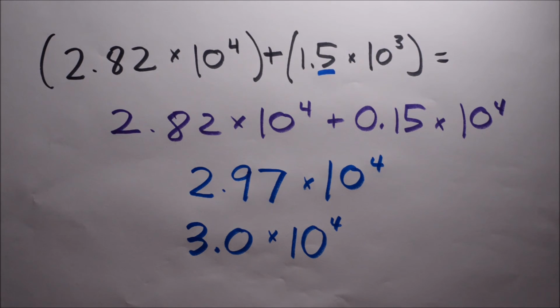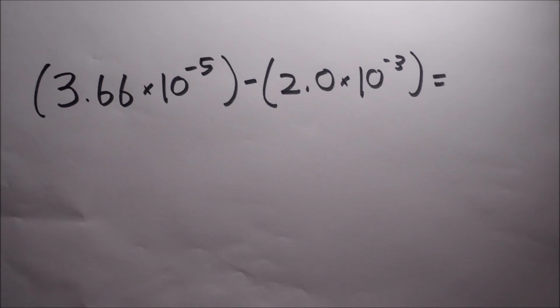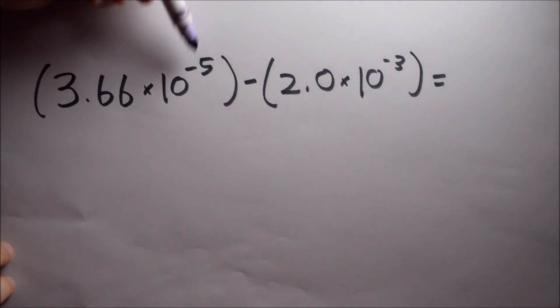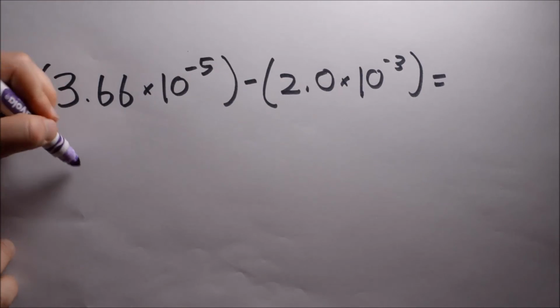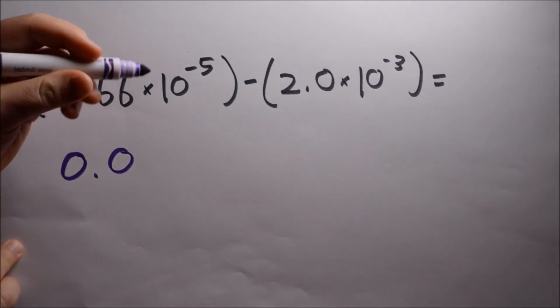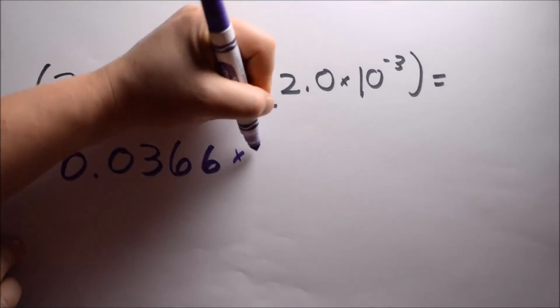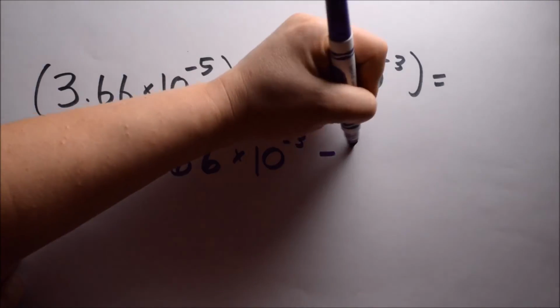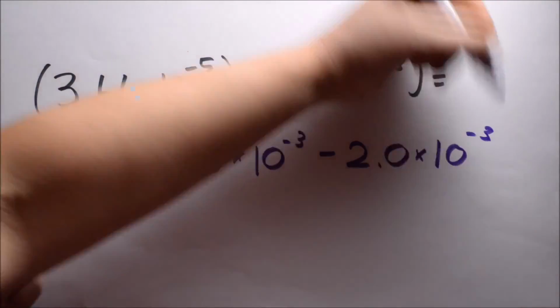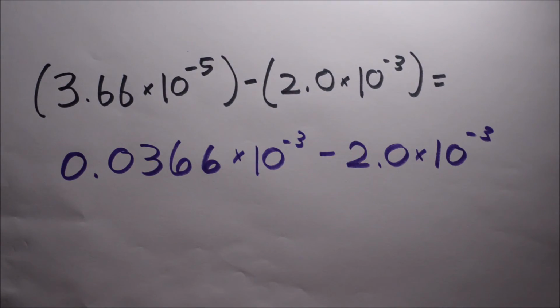Watch out for those significant figures. They'll get you every time. We're going to do this one now. 3.66 times 10 to the -5th and 2.0 times 10 to the -3rd. Well, I'm going to change my -5th to a -3. So that means I have to move the decimal place over twice. So now I have 0.0366 times 10 to the -3 and the other one.